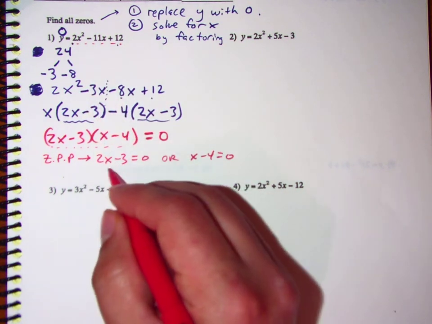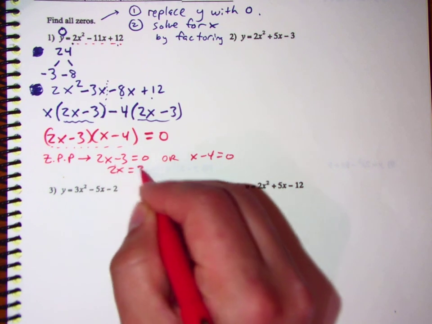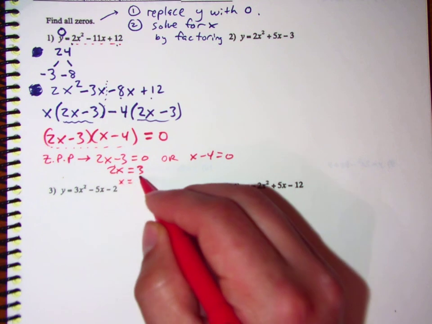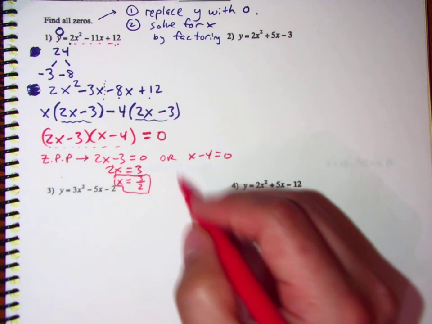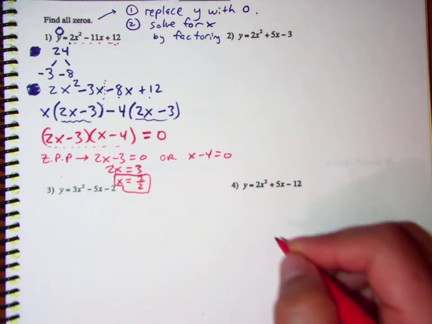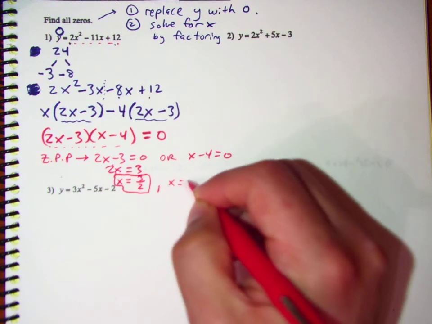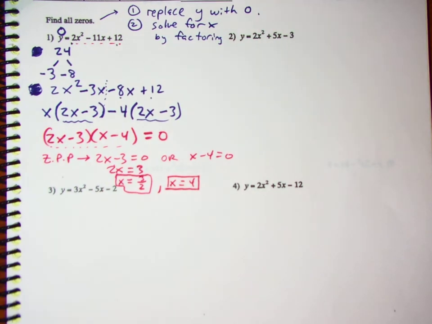So how do I solve? Well, we're going to add 3, so we get 2x equals 3, and then we're going to divide by 2, and so we get x equals 3 over 2. That's a 3 over 2. And then here we're just going to add 4. And so we get x equals 4. Okay, and so those are the two solutions, or the two zeros for this first example.